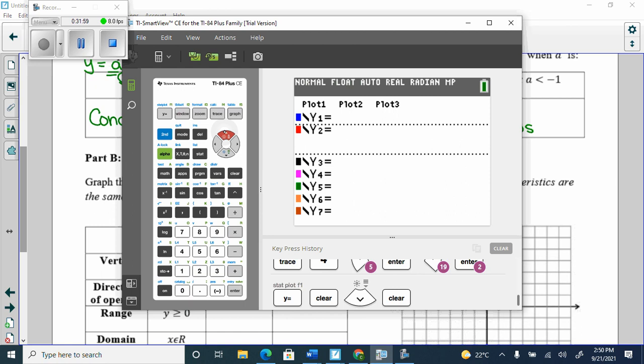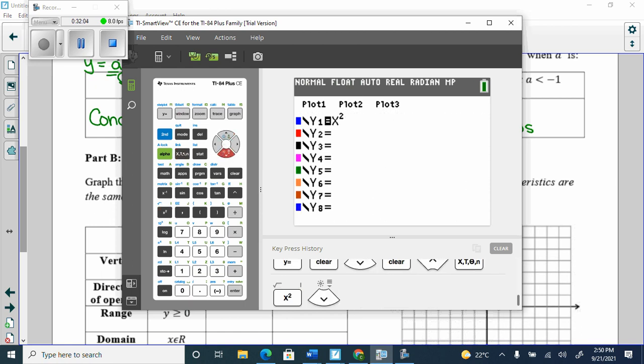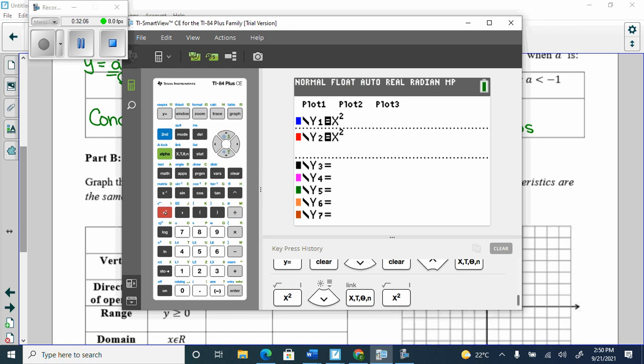So in y1, I'm going to go x squared. And in y2, I'm going to go x squared, I don't remember what it was, plus 4? Plus 4? Yeah. So do you see that that 4 isn't with the x? It's at the very back, isn't it? I do the x squared first, and then I put a plus 4, so it's not with the x. Do you agree? Now press, go over, make yours thicker if you haven't. Go over to your slash, hit enter once, and then press graph.